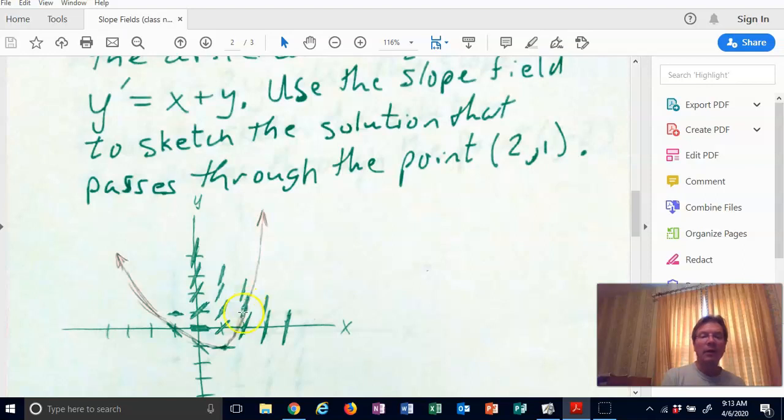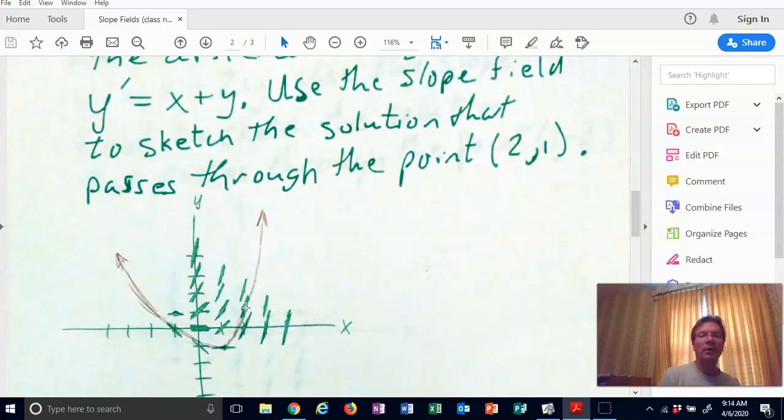All right? And if I do enough other points around here and then look at the path that the solution must go through, if it's going to go through this point 2, 1, I sort of sketch out looking at the slopes, and it looks like something like this. Not necessarily a parabola, but kind of a concave up-looking type thing if it goes through this point. Now, if it has to go through different points, the shape can change a little bit. So that's kind of the idea behind a slope field.